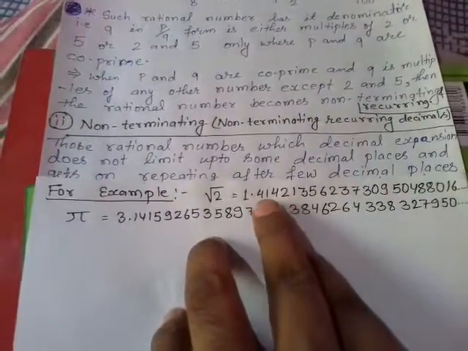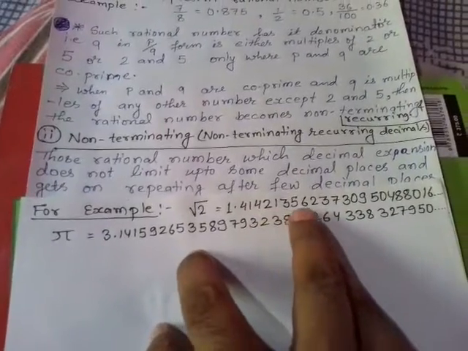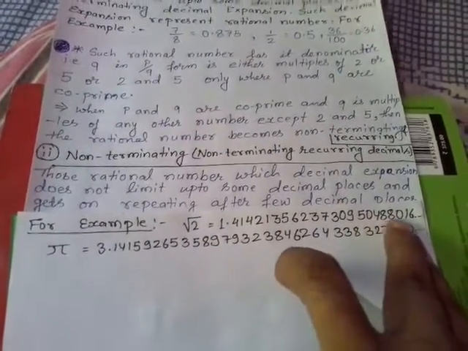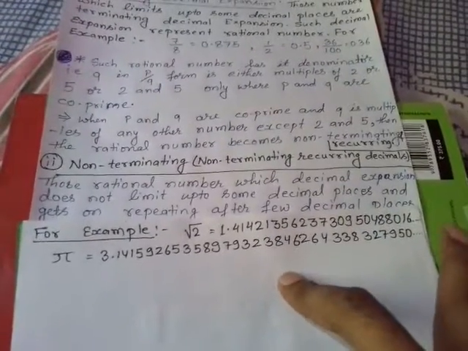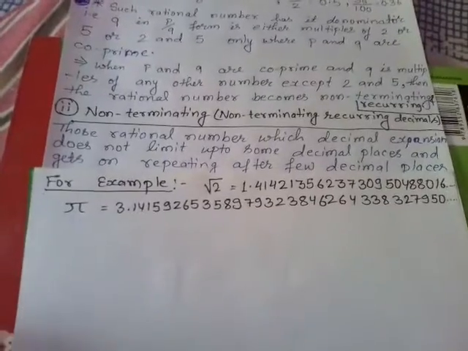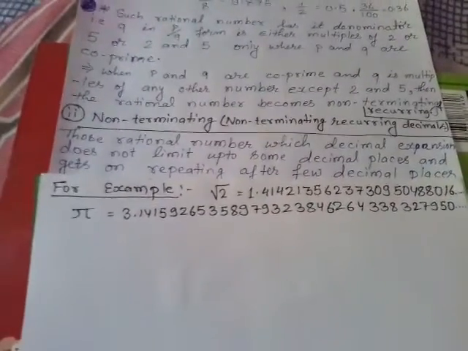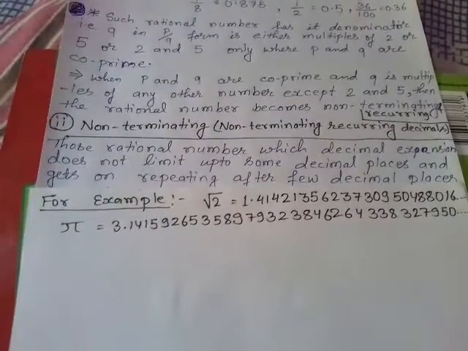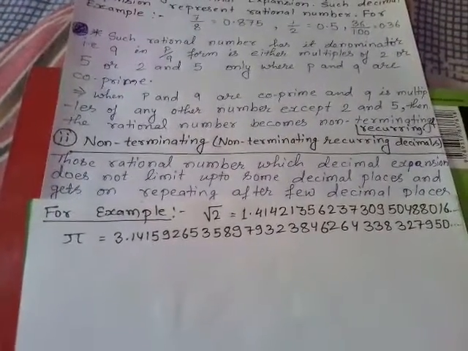For example, I had written over here root 2. You can see I had written 1.4142135623730950488016 and it goes on. So it is neither repeating nor limiting. Like you can see the pi value I had written, 3.1415926538. In this way it goes on, it doesn't limit.